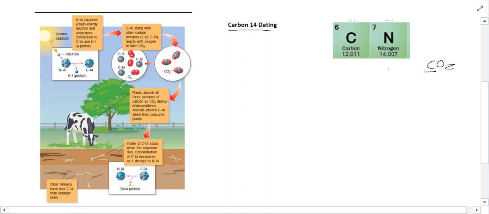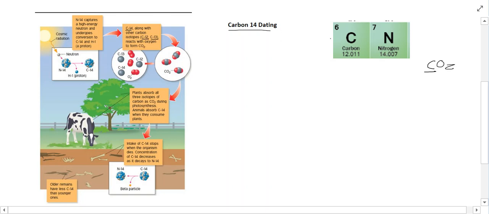Now this carbon here can be made up of all different types of isotopes. So carbon-14 is a particular isotope. You also have carbon-12 and carbon-13. The most common isotope of carbon is carbon-12, but there are isotopes of carbon-14 and carbon-13, for example.